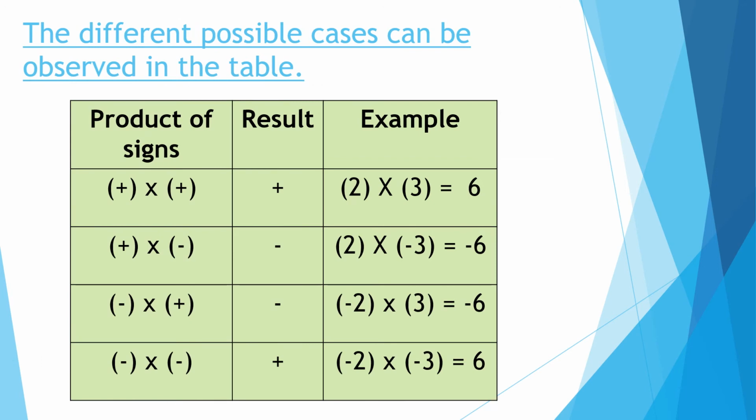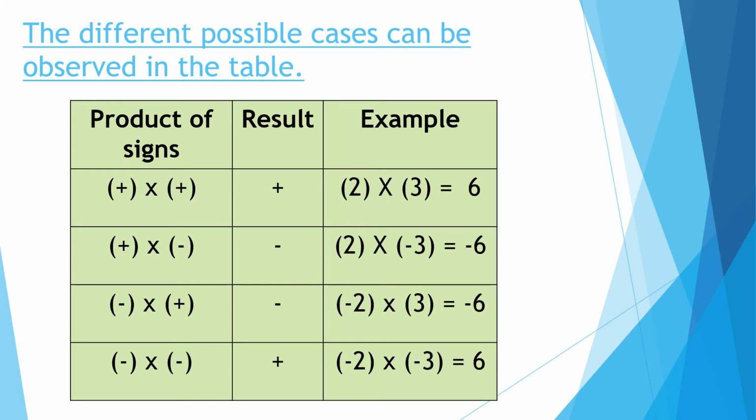You can see a table there where you have three columns: product of sign, result and example. You can see plus into plus, the result will be plus. So 2 into 3, 2 3s are 6, right? If there is no sign before the integer or before the digit, it will be considered as positive, that is plus sign. Plus into minus, the result will be minus. For example, 2 into minus 3, the answer will be minus 6. 2 3s are 6.